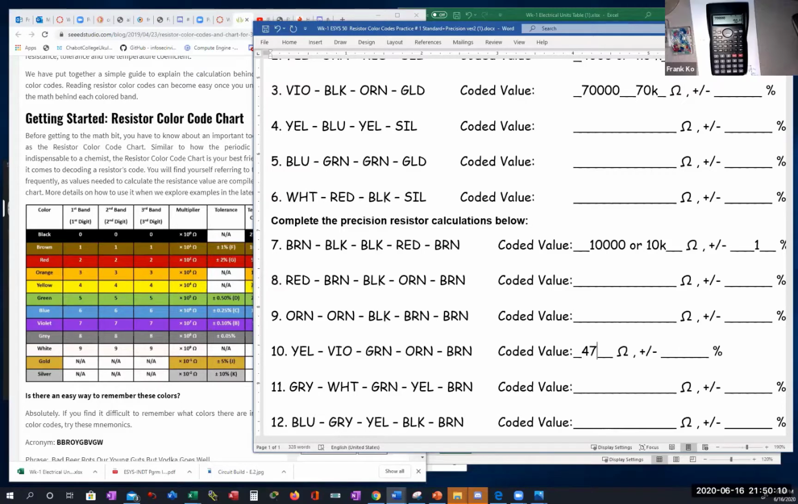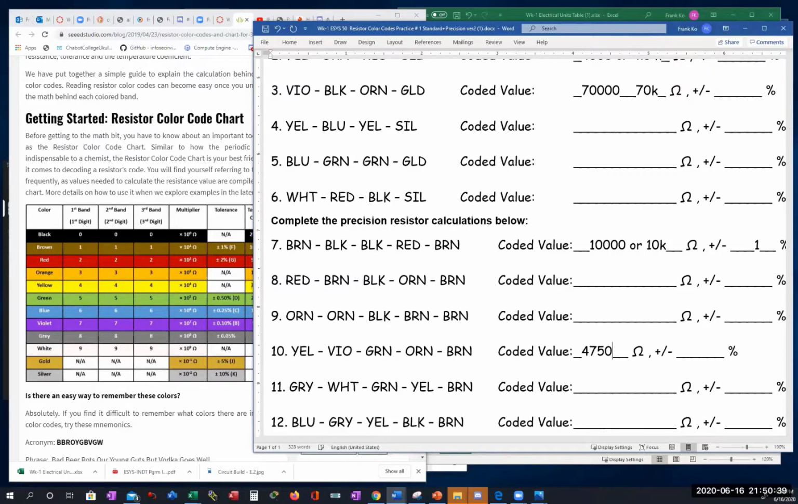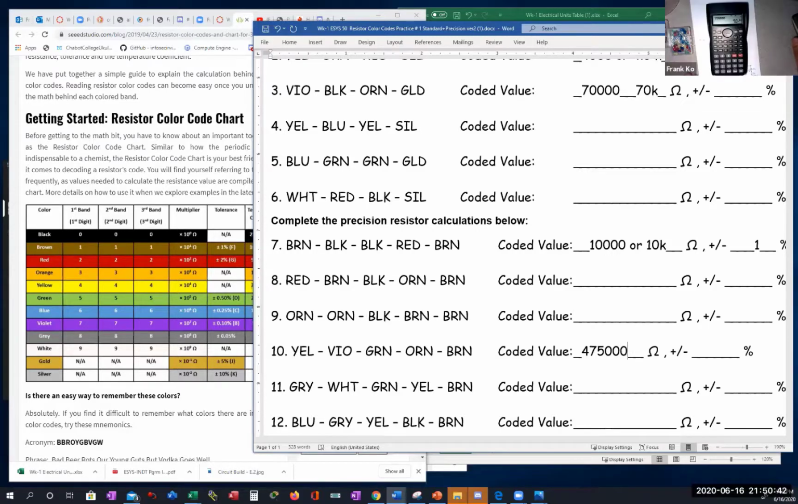Very good. My third band is green. It's my third digit. What value should my third digit be if it's green? Five. My fourth band is my exponent multiplier, 10 power of 3, or the other way of saying it is my number of zeros. Orange represents how many zeros am I going to tag on the end of these numbers? One, two, three. So do I have this properly coded as 470,000 ohms or 470 kilo ohms? Are we okay with that?